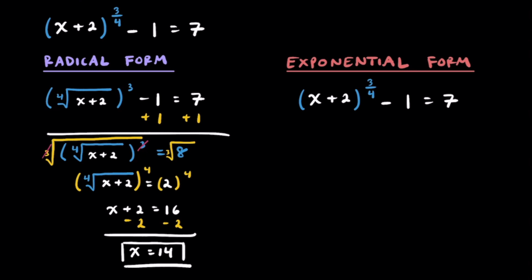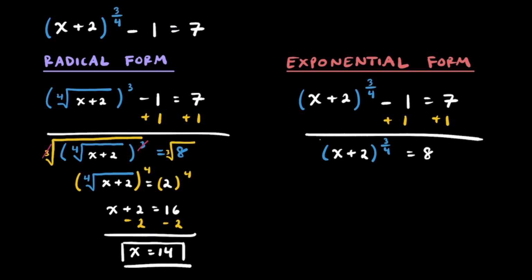Now let's take a look at solving this in exponential form. Just like we did earlier, we'll start by adding 1 to both sides, and we'll get the quantity of x plus 2 raised to the 3/4 power is equal to 8. Now what's nice about having it in exponential form is that we can just raise both sides to the 4/3 power because that's the reciprocal of 3/4.